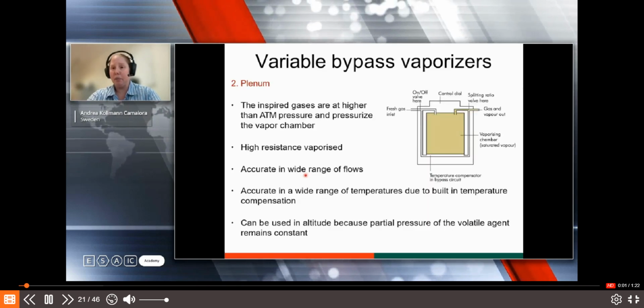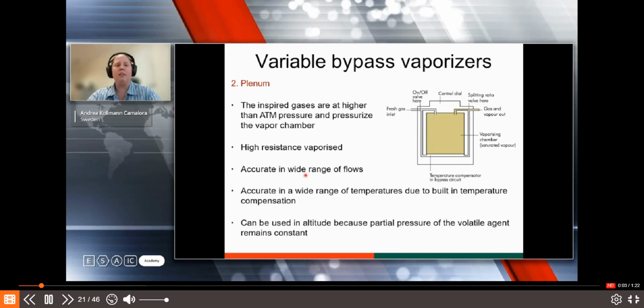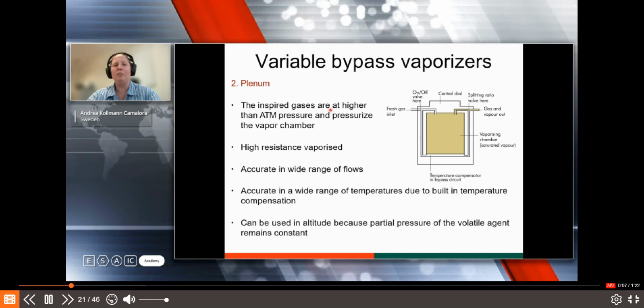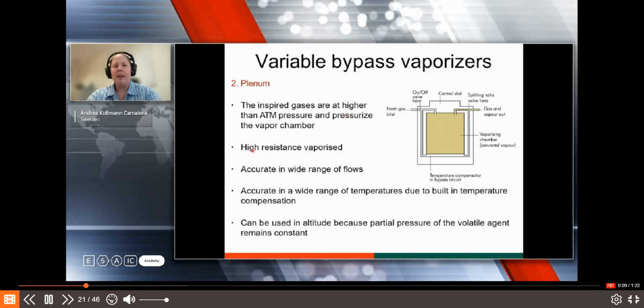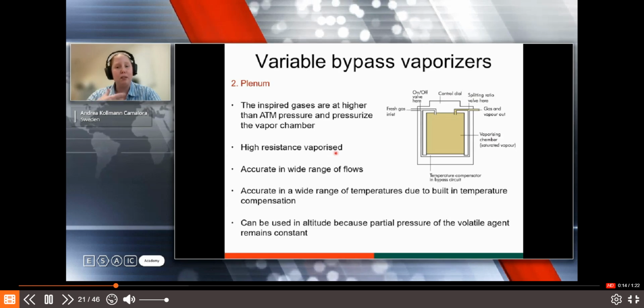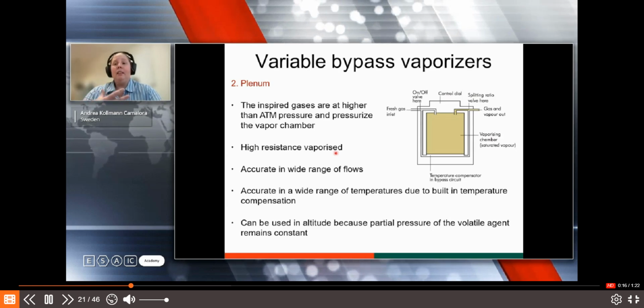And then it gets an upgrade, the plenum vaporizer, in which the inspired gases are at higher than atmospheric pressure. It is a high resistance vaporizer, so it doesn't work in spontaneous breathing, where the patient is breathing in.